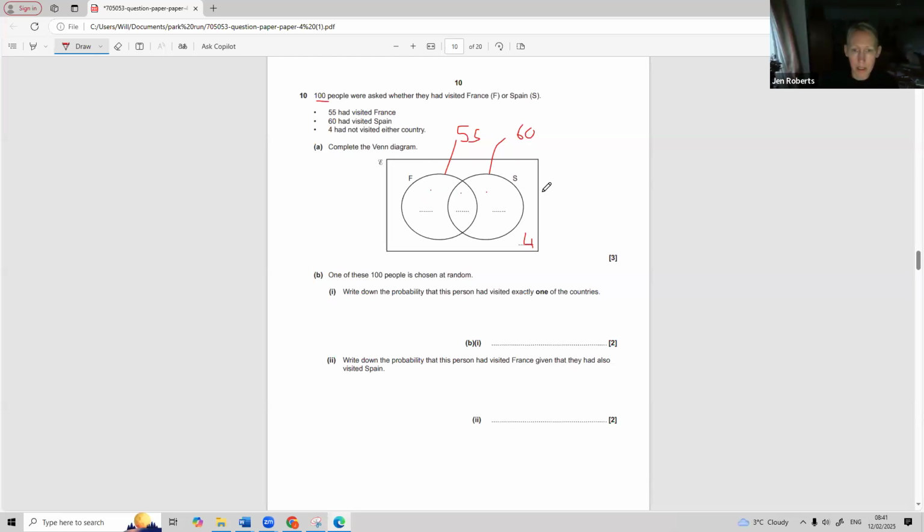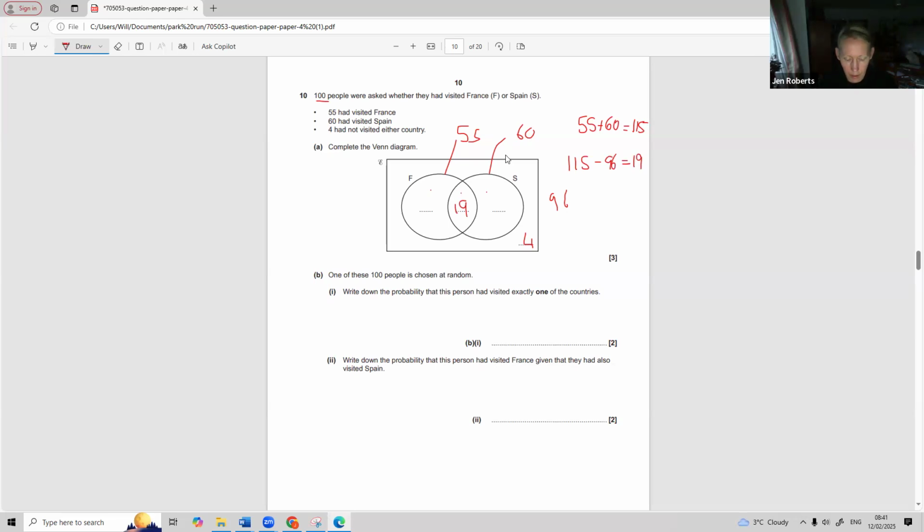So we know this plus this equals 96, don't we? Because there's 100 people and 4 did not visit any country. 55 plus 60 is 115. So because there's an overlap, isn't there? Some of those people visited France and Spain. But we know 55 add 60 is 115, and we want these three to add up to 96. So I'm going to do 115 minus 96, which gives you 19. That's your overlap. You could have done it algebraically. That's how I like to work out my overlap, like this.